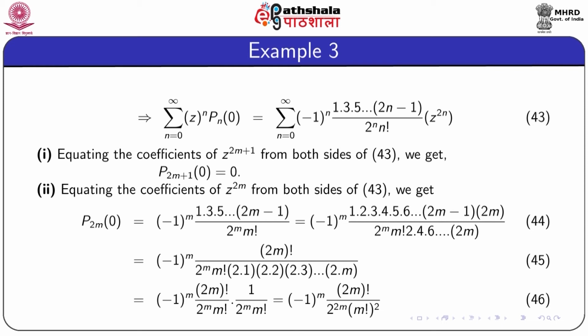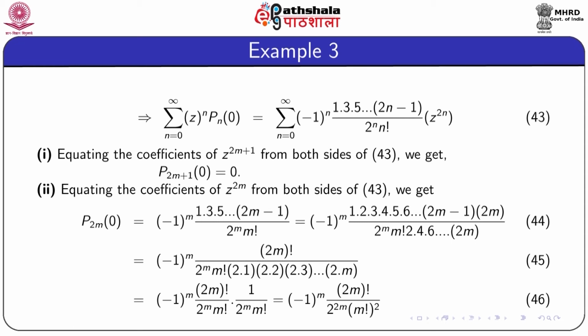If we simplify the expression, we will be getting equation number 45, which is summation z^n P_n(0) equal to summation n equal to 0 to infinity (-1)^n 1.3.5...(2n-1) divided by 2^n n! into z^(2n). Now, to get the first expression, we equate the coefficient of z to the power 2m+1, which is an odd number, from both sides of 45.